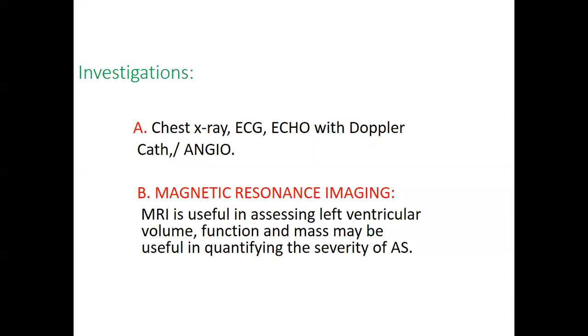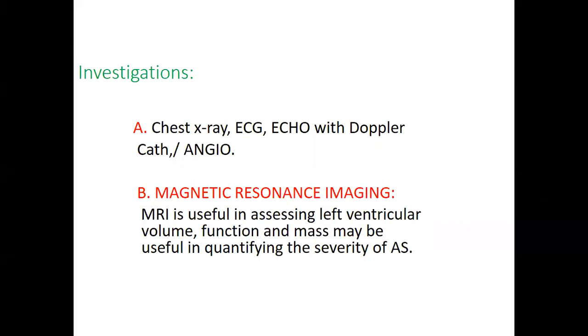mild, moderate, and severe. Sometimes cardiac cath is an important investigation, and sometimes left heart catheterization and coronary angiography are done to see whether the coronary arteries are normal or not. So angiography can be performed in a selected population of these patients. And MRI is a developing imaging test that can tell you the left ventricular volumes, function, and mass, and even by MRI you can quantify between the grades of severity of aortic stenosis.